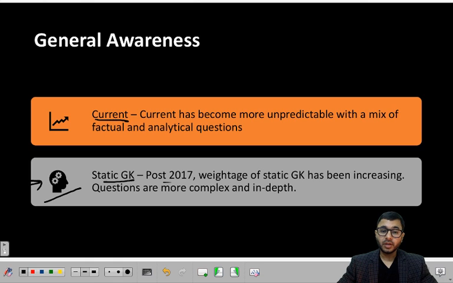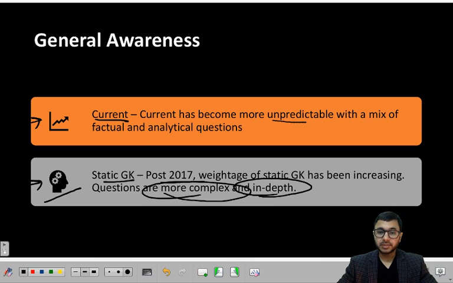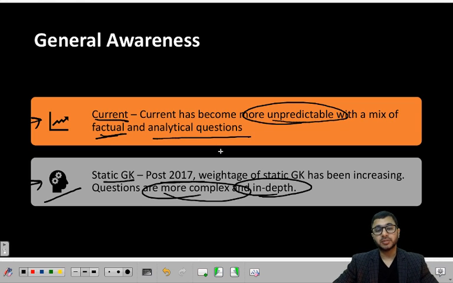Okay. Static GK, post 2017, weightage of static GK has been increasing. Questions are now more complex and in depth. Therefore, you need to cover static GK in much more detail. Second is current affairs. Current affairs has become much more unpredictable with a mix of factual and analytical questions. Therefore, you need to cover current affairs in much more detail now. What are the sources that you use?